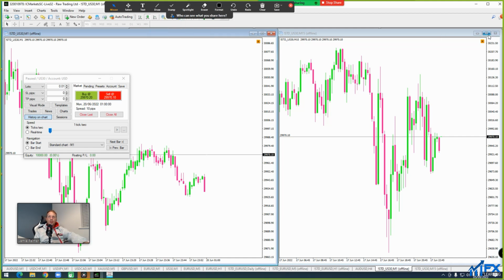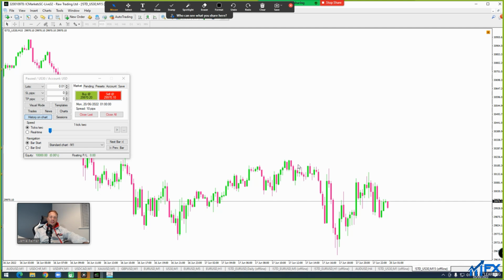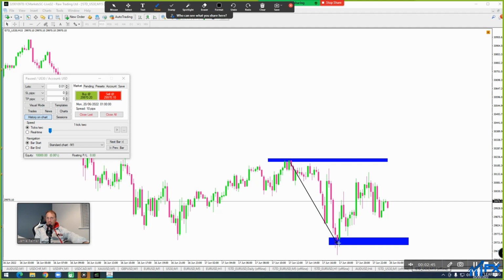Now, the first thing I want to do is identify on the 15-minute charts areas of support and resistance. Okay, now we know we've got an area here, and we know we've got an area just here. Basically, this is the 15-minute time frame, but on the 1 hour, this would be the area where traders would sell and buy from. And you see this move down here. That's just a move, isn't it, on the 15-minute charts?